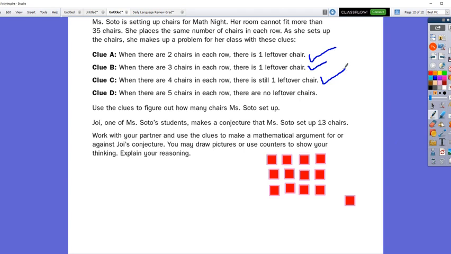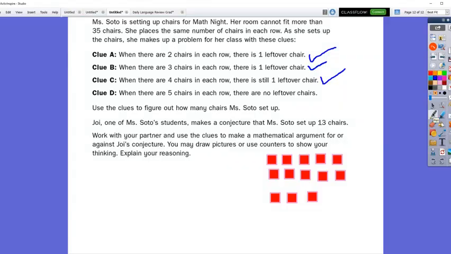When there are 5 chairs in each row, there are no chairs left over. I'm going to go ahead and put 5 chairs in each row and see how that checks out. Let me go ahead and get started. You can go ahead, you can move up. I'm going to start getting all of these chairs, 5 chairs in each row. Uh-oh. Joy, that's not good, because when I put 5 chairs in each row, it did not check out.